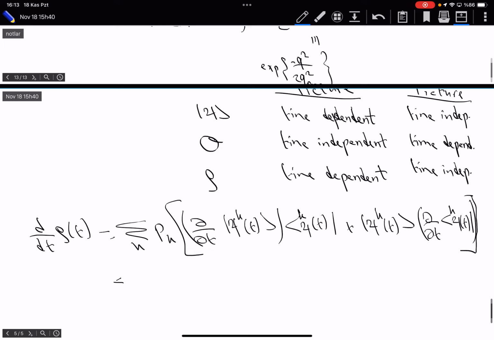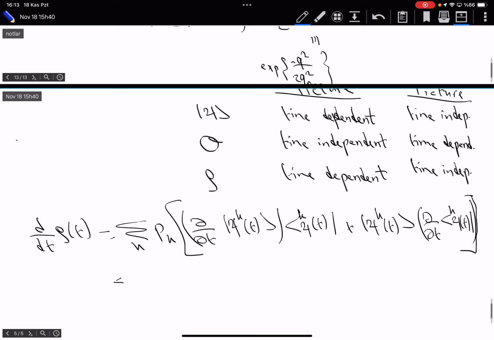Okay, what's the time derivative of the bra? In the Heisenberg picture, what's the time derivative? Zero. Heisenberg picture, what are we asking? Schrödinger picture. What's the time derivative of this bra?